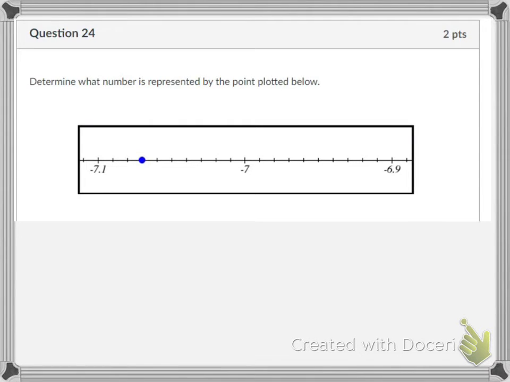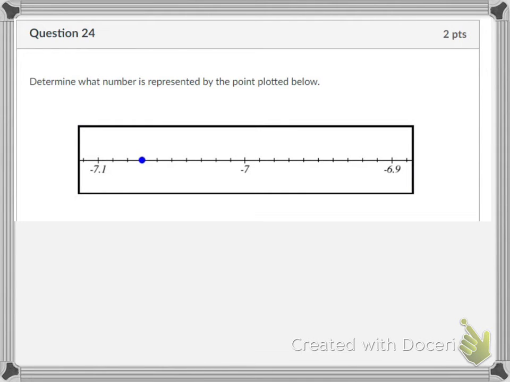We have to determine the number that is represented by the blue point plotted on the number line below. Now, when I look at the number line, I see that I'm focusing on the number -7. So since the blue dot is to the left of -7, it means that the number represented by the blue dot on the number line has to actually be smaller than -7 since it's to the left of -7.